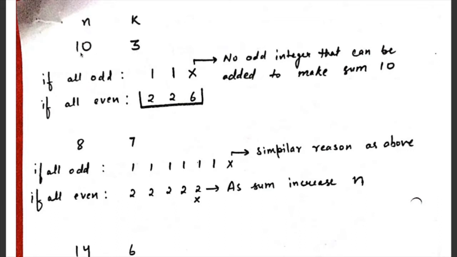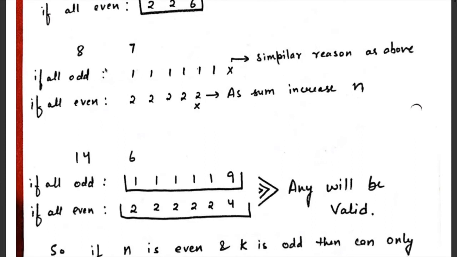In this case, if we use two terms as 1 and 1, then our third term will come out to be 8, which is not an odd number. That's why we cannot make this sum with all odd integers. Suppose we take all even integers, then we will start with k minus 1 terms as 2. So first term is 2, second term is 2, their sum is 4, and if we subtract this from n, we will get our last term, that is 6, and it perfectly fits our answer. So this n can be produced by using all even terms.